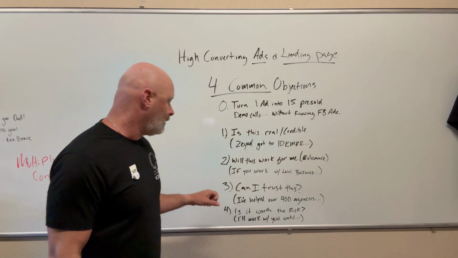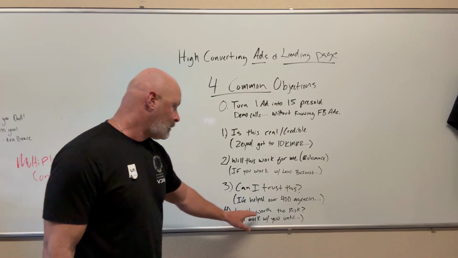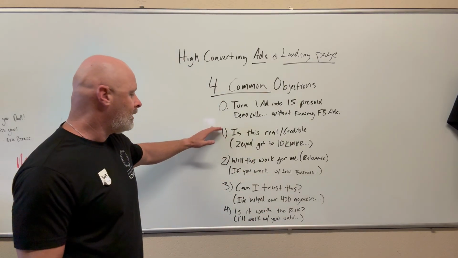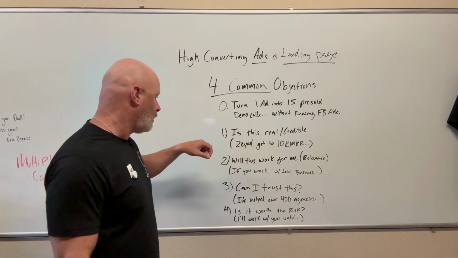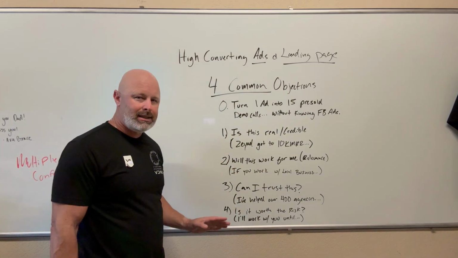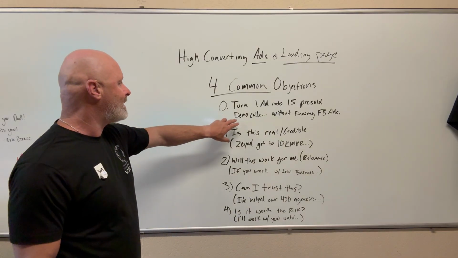Is this credible? Will this work for me? Relevance. Can I trust this? And is this worth the risk? Those are the four objections. And they're in that order generally. Sometimes they can change a little bit. But let's go ahead and look at an example.